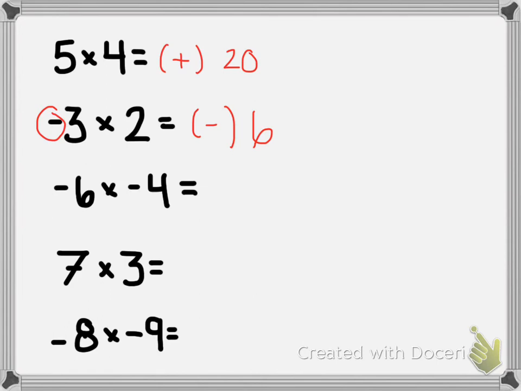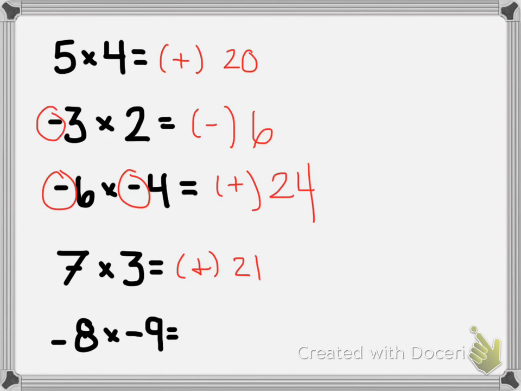What's negative 6 times negative 4? Make sure you look at how many negatives there are. Negative 6 times negative 4 is positive because there are two negatives, and it's positive 24. Now we have no negatives. We just have 7 times 3. What's 7 times 3? 7 times 3 is a positive 21.